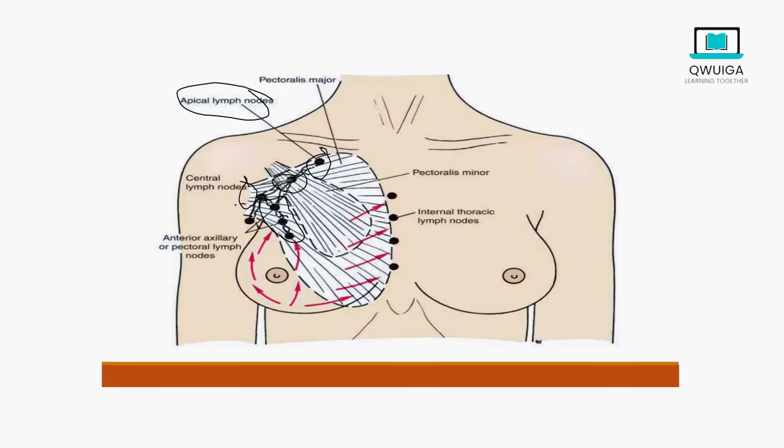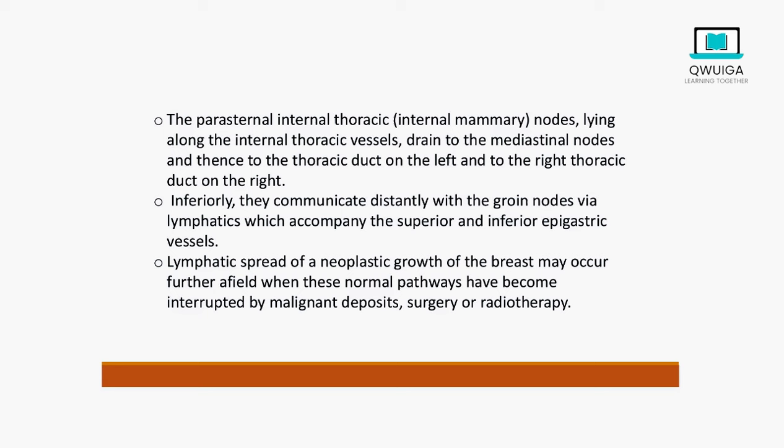Then also we look at the parasternal internal thoracic nodes. These lie along the internal thoracic vessels and drain to the mediastinal nodes and then to the thoracic duct on the left and to the right lymphatic duct on the right. That is within the thoracic cavity. Inferiorly, they communicate distantly with the groin nodes via lymphatics, which accompany the superior and inferior epigastric vessels. Lymphatic spread of the neoplastic growth of the breast may occur further afield when these normal pathways have become interrupted by malignant deposits, surgery, or radiotherapy.